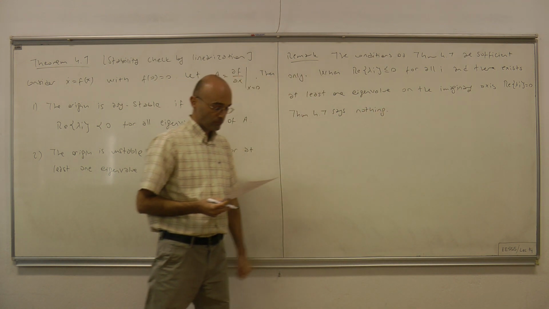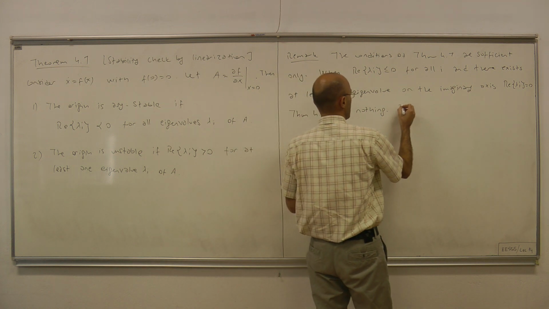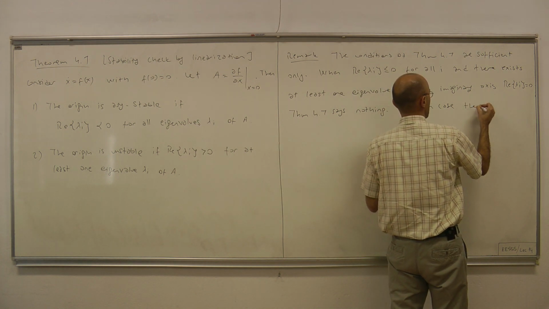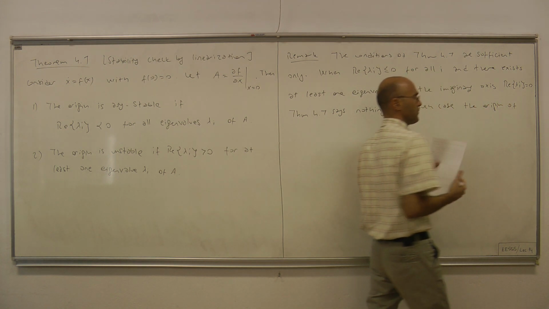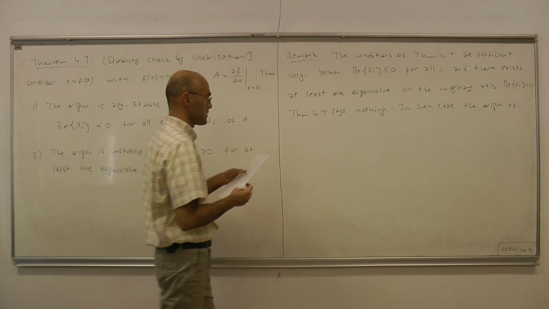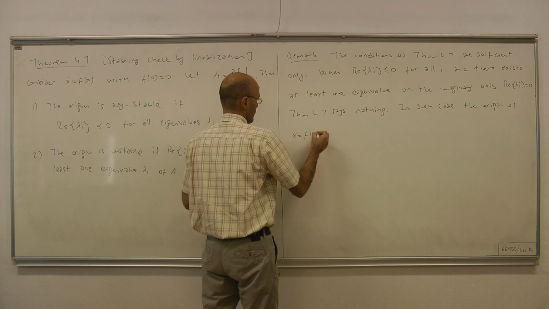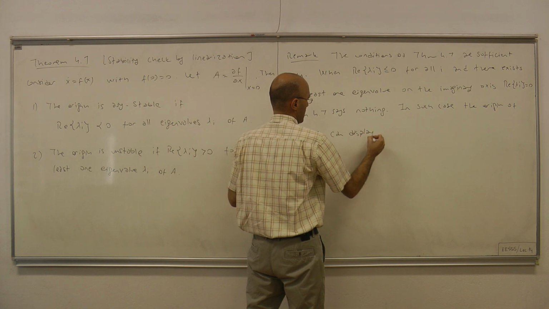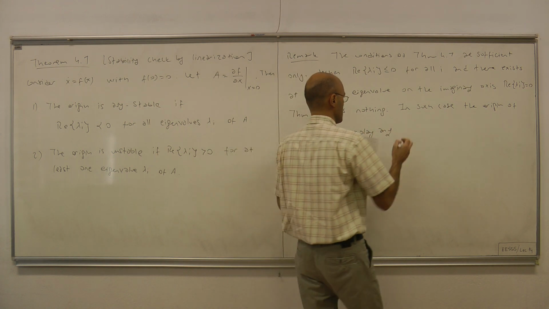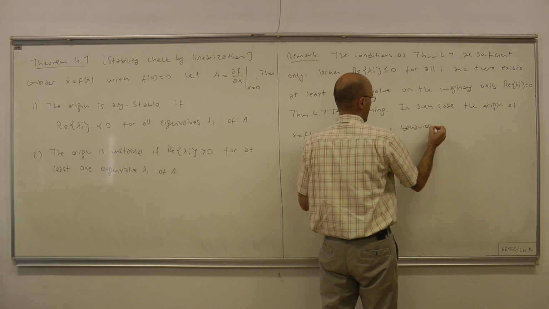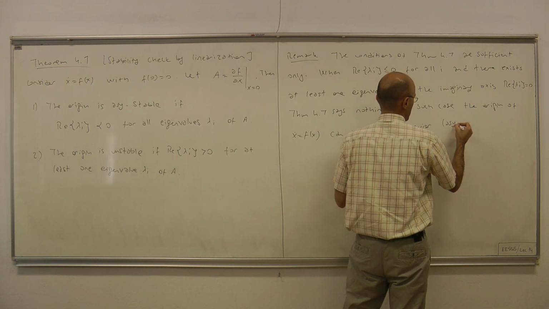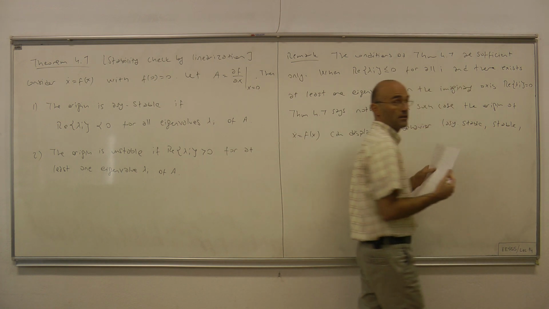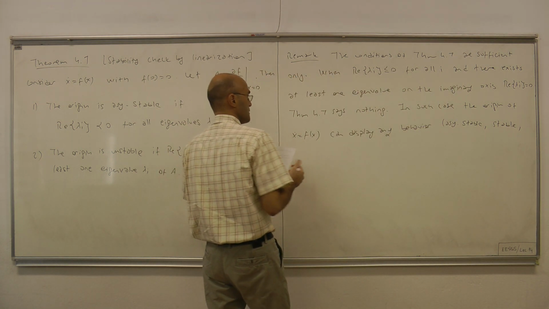It's silent. In such a case, the origin of the original system, x dot equals f of x, can display any behavior. It could be asymptotically stable. It could be just stable, but not asymptotically stable, or unstable.